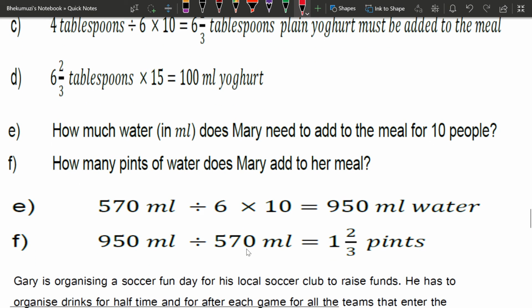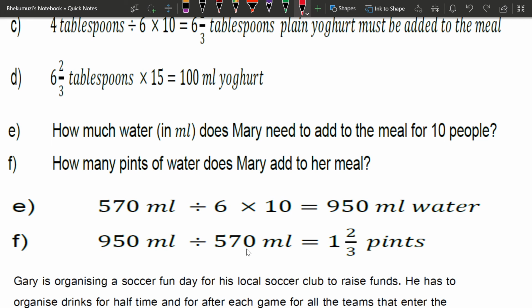And then we also have the last two questions for this particular section. How much water in milliliters does Mary need to add to the meal for 10 people? And again, you take what was given for the recipe that serves 6 people and you divide it by 6 to give you the amount of water for a single person, but then you multiply it by 10 so that you can find the new answer for 10 people. So then it's 950 milliliters of water.